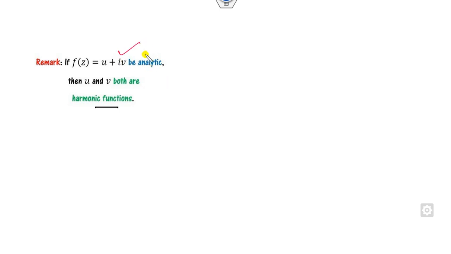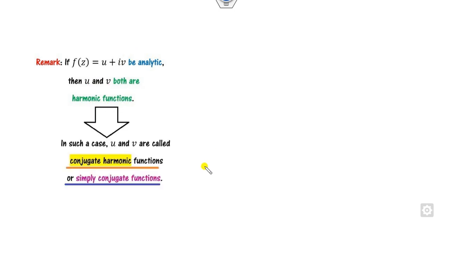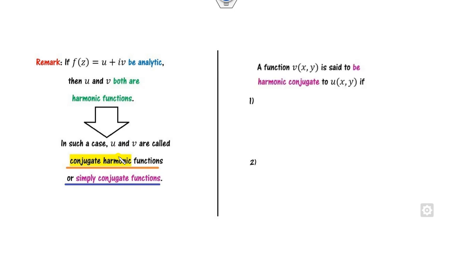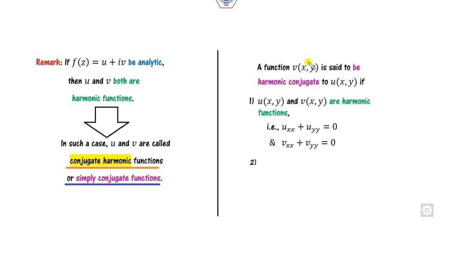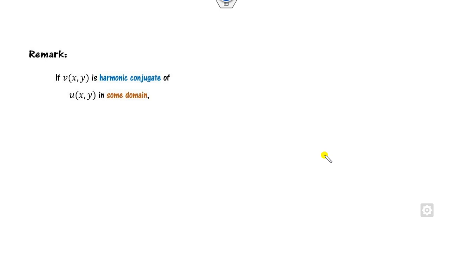Remember that if f is an analytic function, then u and v both are harmonic functions. In such a case, you can say u and v are conjugate harmonic functions, or simply conjugate functions. What is the definition of the harmonic conjugate function? v is said to be the harmonic conjugate function of u if u and v both satisfy the harmonic property, that is, this property is satisfied, and they satisfy the CR equation, the Cauchy-Riemann equation.